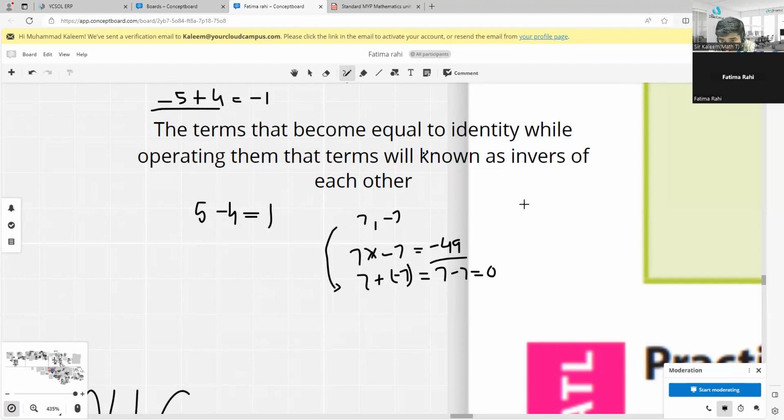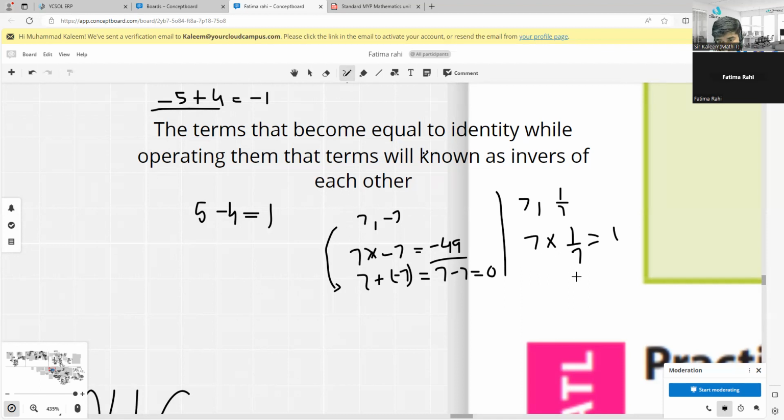Okay, like if you have, I want to check 7 and 1 over 7. Are they multiplicative inverse of each other? So what we have to do? We have to multiply them. If we multiply them, what will be their answer? Their answer will be 1. We got the multiplicative identity. It means that these two terms are multiplicative inverse of each other. But while adding them up, they didn't give the additive identity. So these are not additive inverse of each other.